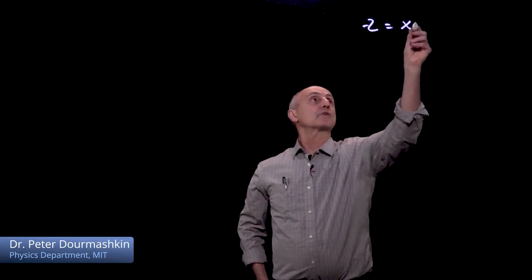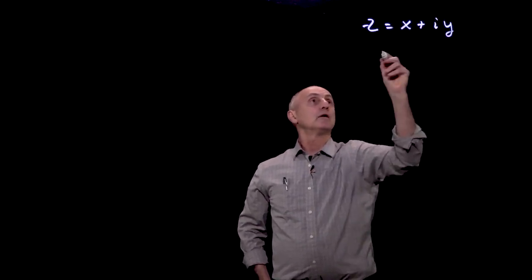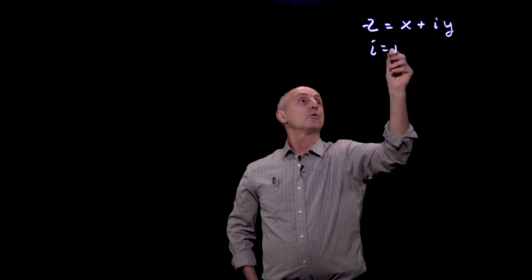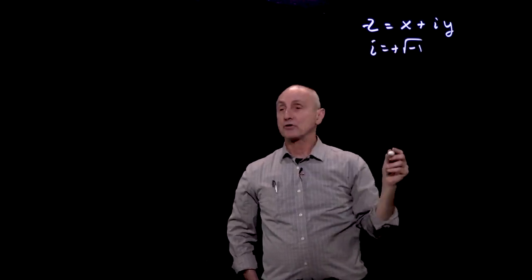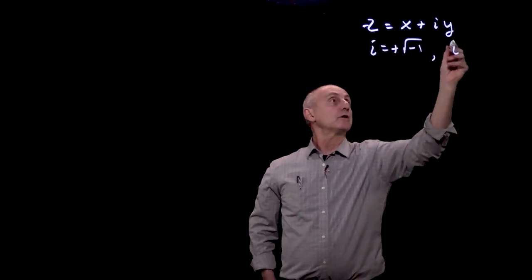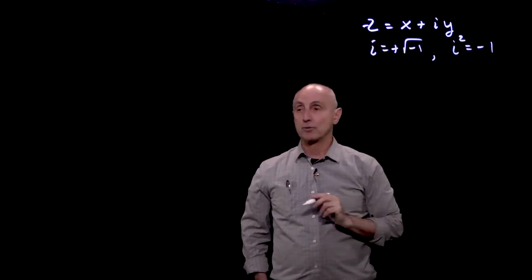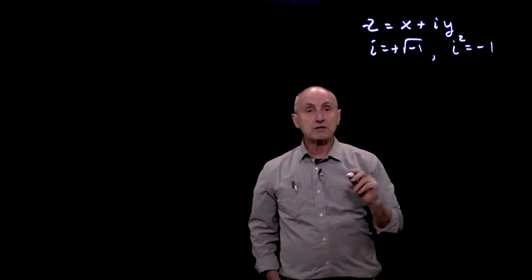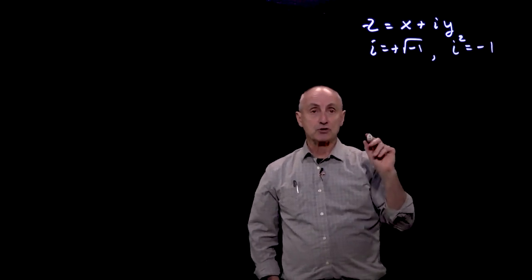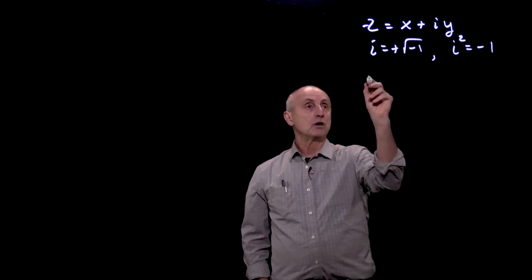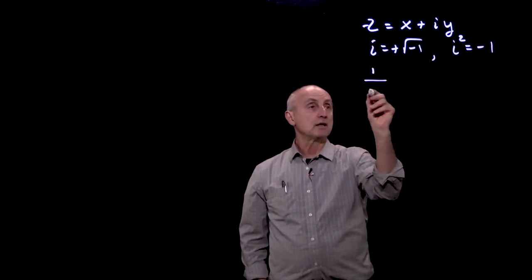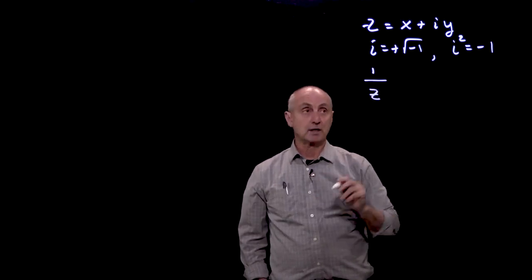Now that we've defined a complex number z equals x plus iy, where i is equal to the positive square root of minus 1, note that i squared is therefore minus 1. What we'd like to do now is define the inverse of a complex number. So our next step is to define 1 over z.